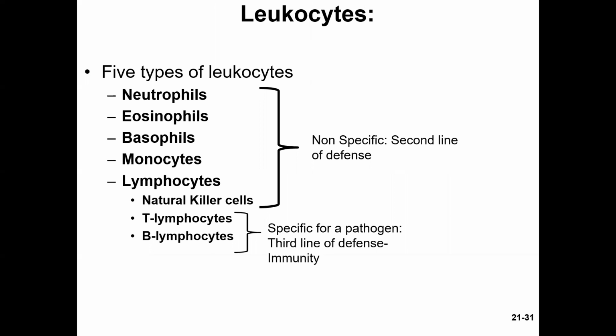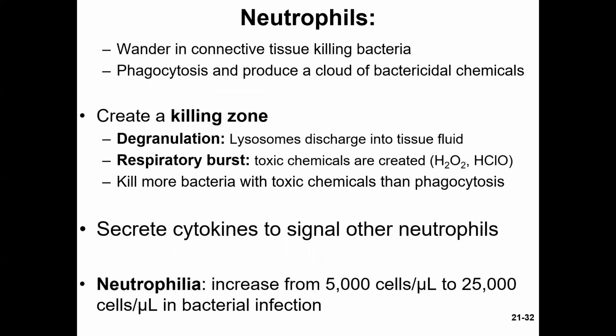So leukocytes, 5 types of leukocytes. There are neutrophils, eosinophils, basophils, monocytes, and lymphocytes. These are non-specific and they're in our second line of defense. Natural killer cells are also included in there, under the lymphocyte category. But the T lymphocytes and B lymphocytes are specific to a specific pathogen, and that is the third line of defense. So if something makes it through the first 2 layers, then we have a different action from a different level.